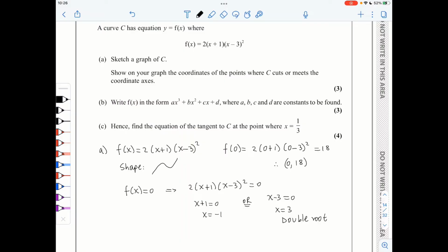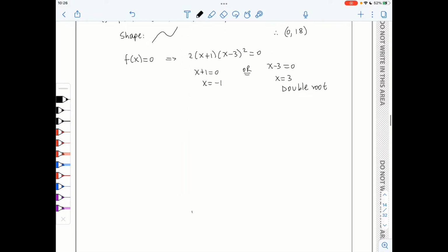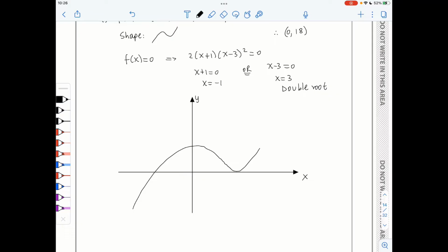This means I've got enough information for me to sketch what's happening here. So this is the y-axis, this is the x-axis, and we know we've got a cut at negative 1 and then a double root at 3. So this is 3, this is negative 1, this is 18, and this is f of x. Remember, it's a sketch. We only need to show the basic features.